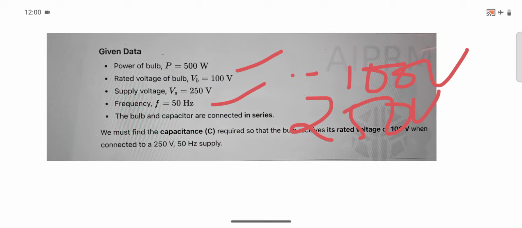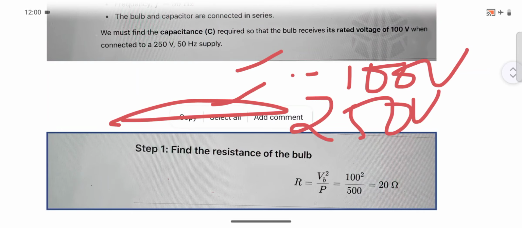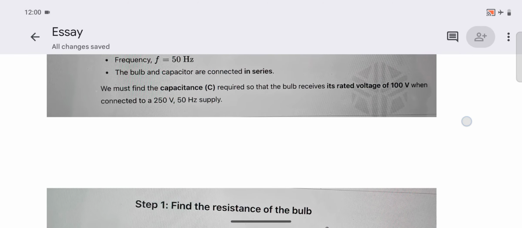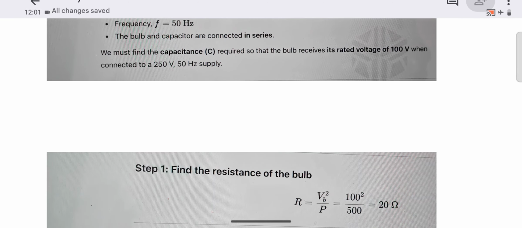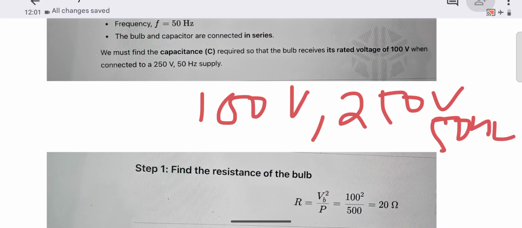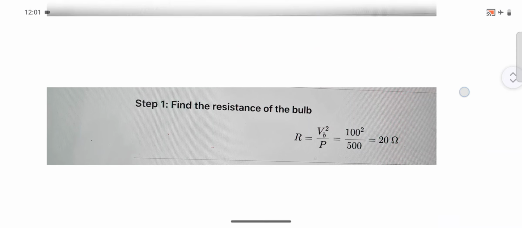Now, the bulb and the capacitor are connected in series. So we must find the capacitance required so that the bulb receives its rated voltage of 100 volt when connected to a 250 volt and 50 hertz supply. Okay. Now we are going to calculate.